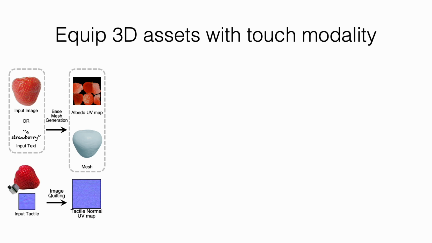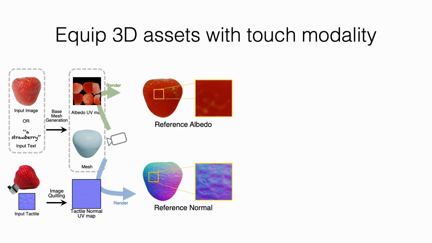We can render these maps directly on the mesh, but visual and tactile textures may become misaligned, especially when color transitions imply geometry change, as seen in the strawberry example.